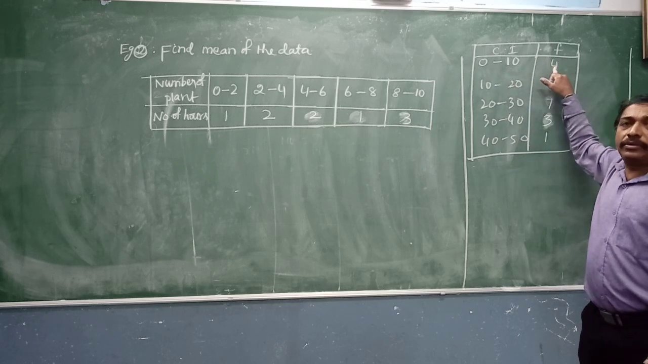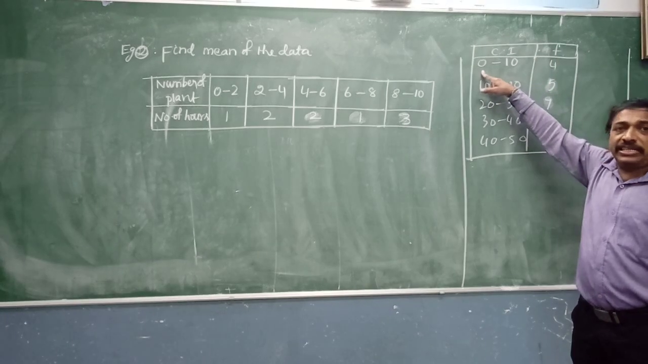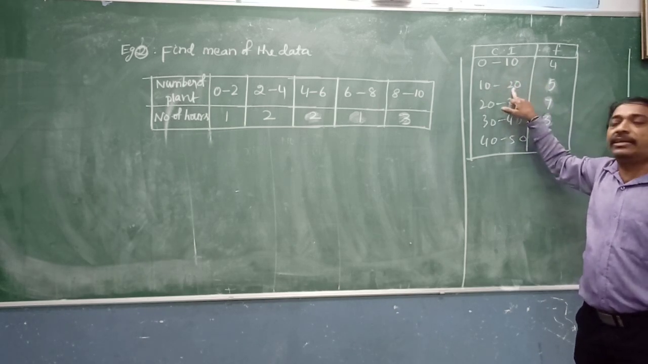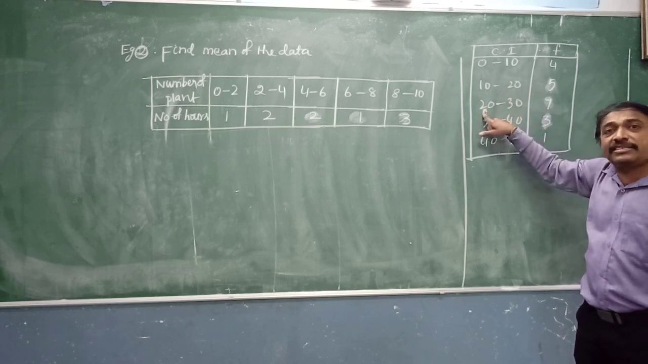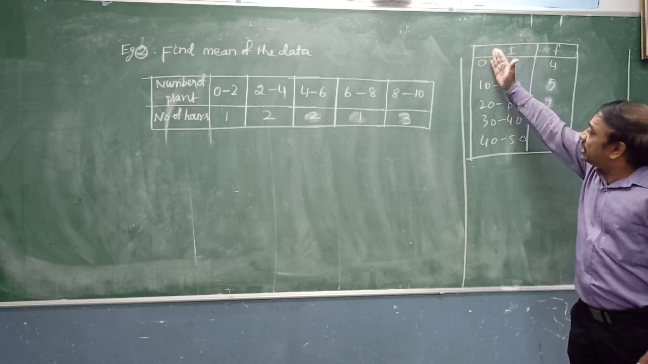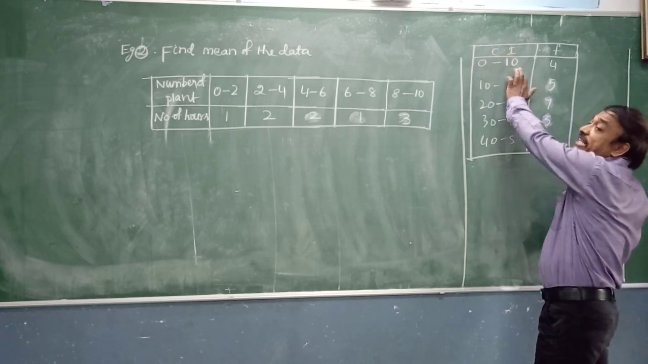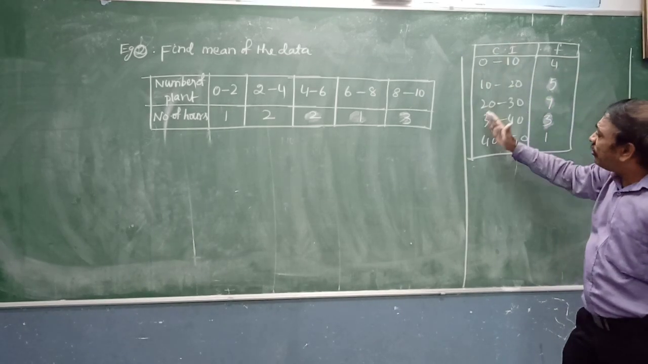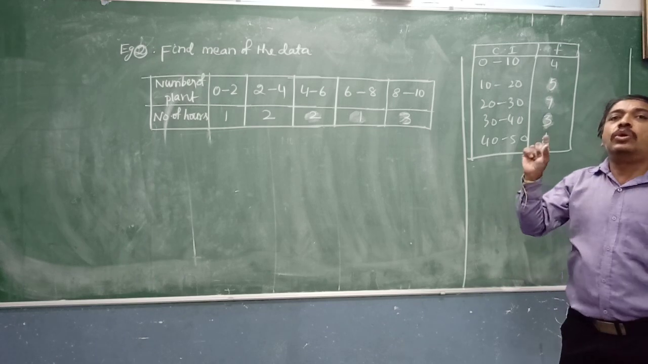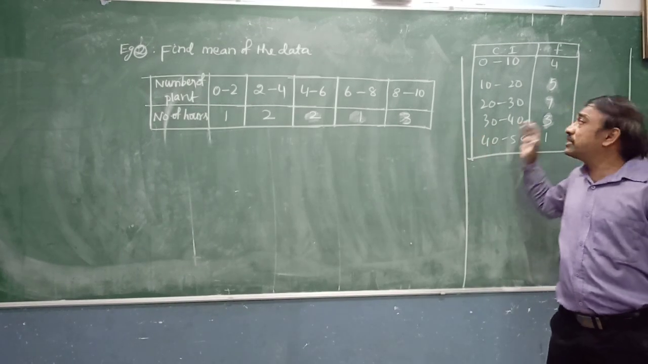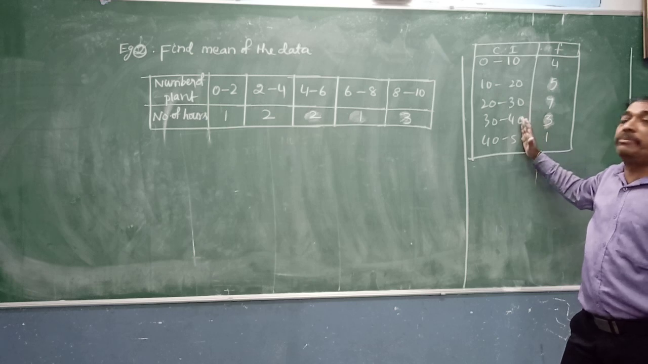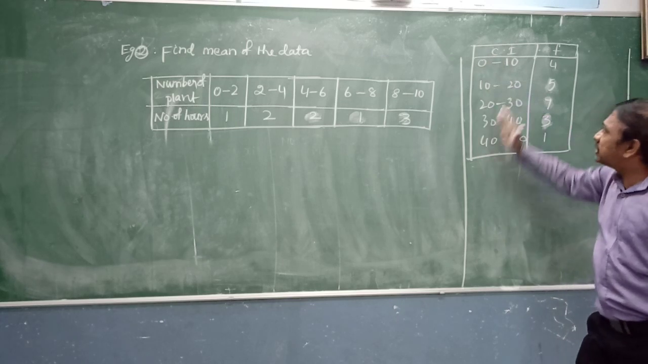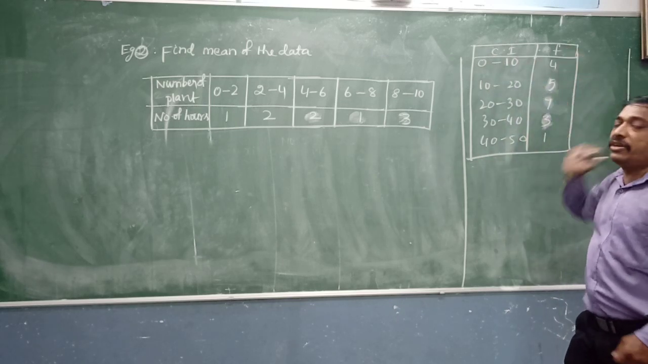0 to 10, 4 means 0 will be included in this but not 10. 10 to 20, 10 will be included but not 20. 20 to 30, 20 will be included in this data but not 30. So 0, 10, these are all left side. These are called class intervals. All these left side values are lower limits, and right side, upper limits. So these are lower limits, these are upper limits, and these are frequencies.